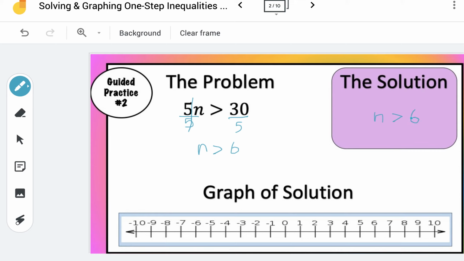But now let's graph it, okay? So again, because it's greater than, this is going to be an open circle. And again, it's going to be going to the right because all numbers greater than 6 are solutions, okay? So remember, this is greater than. That's why that's an open circle. If it was greater than or equal to, it'd be a closed circle.